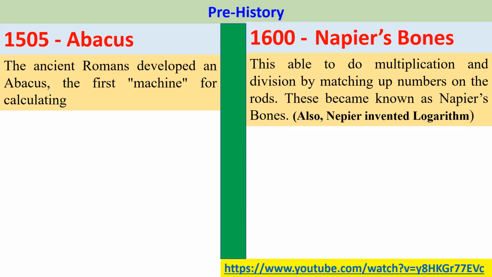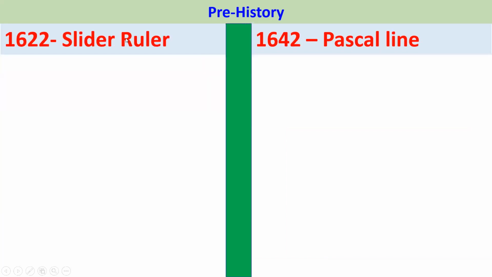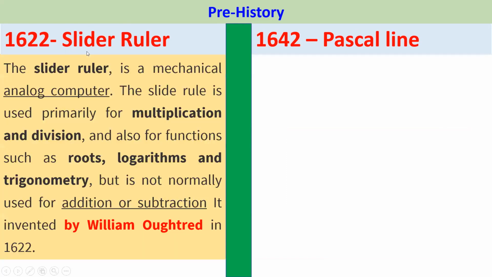Okay, that's the second milestone here. Then 1622, another invention called the slide rule. The slide rule is a mechanical analog computer. It is also capable of doing multiplication and division. It is also used for finding roots, and for logarithm work like that.